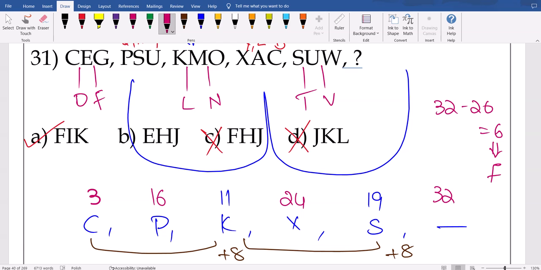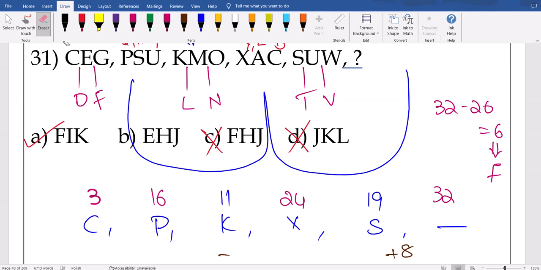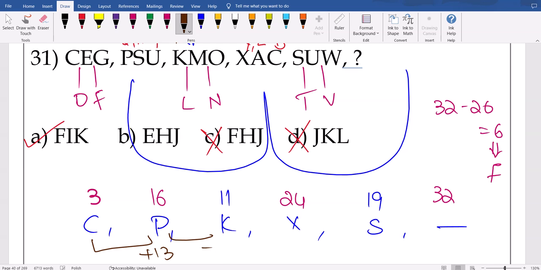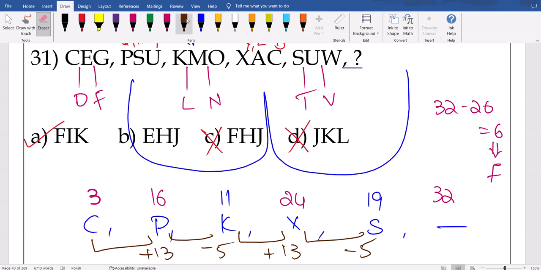Plus 13 minus 5, plus 13 minus 5, plus 13 minus 5. Some will worry about this plus 8 also. Okay, you ignore it, but you see continuously also plus 13, minus 5, plus 13, minus 5, minus 5. Here again plus 13. 32 is actually the letter F.